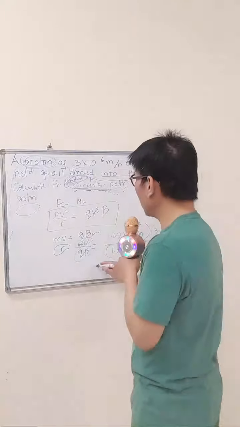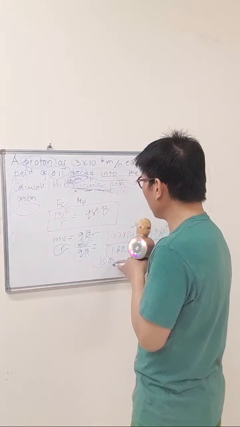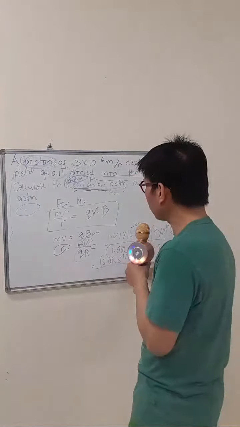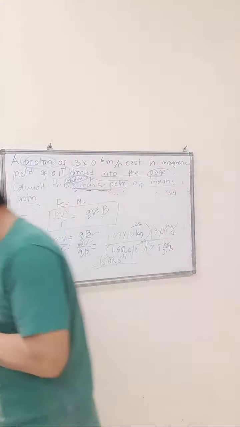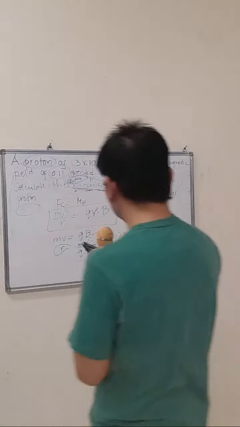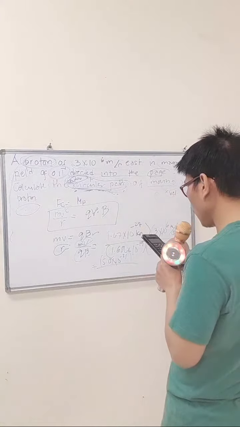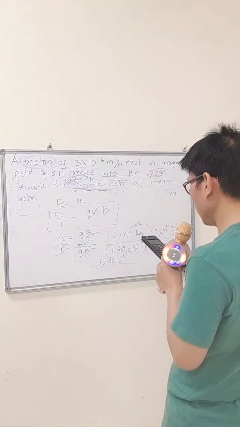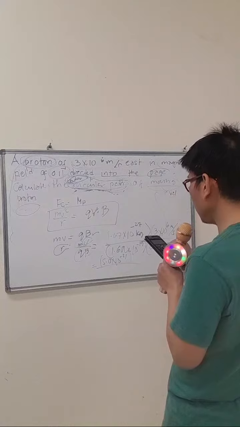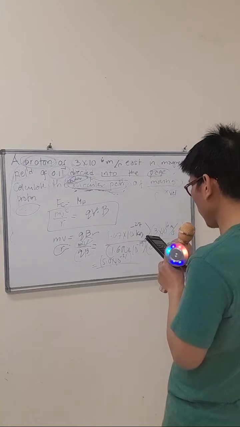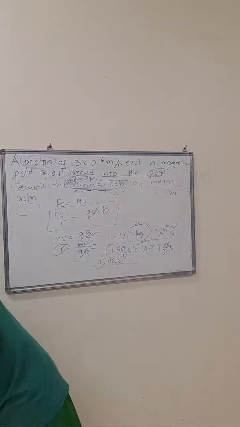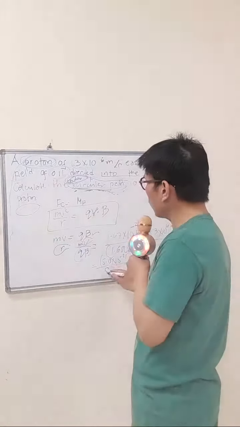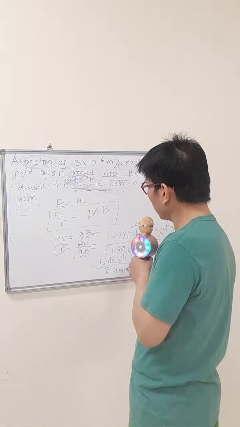5.01 times 10 to the negative 21. And then the denominator is 1.602 exponent negative 19 times 0.5. That is 8.01 times 10 to the negative 20.